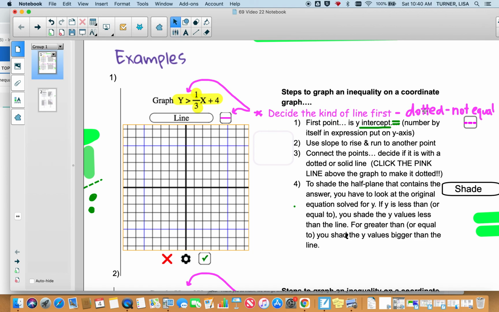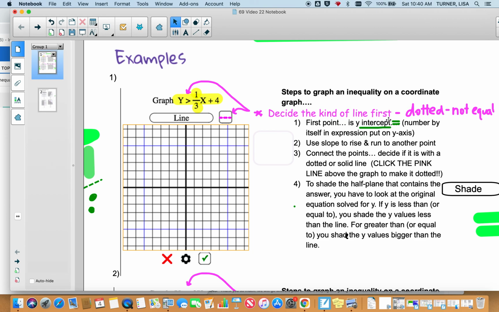And this one is going to be dotted because it is not equal. That symbol, so when you click in GMM, it will click to a dotted line here. So this symbol doesn't have a line under it. So it's like an open circle concept, and you are not going to have any part of that line be a part of the answer. Everything greater than that line will be an answer though. So that's the first thing you do.